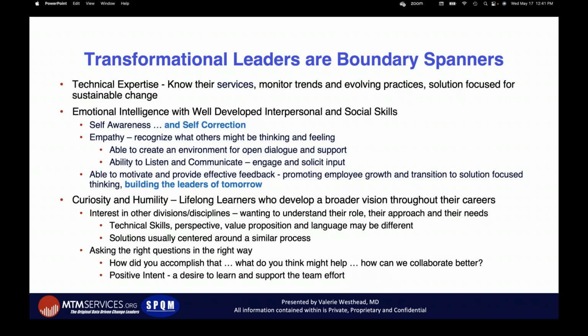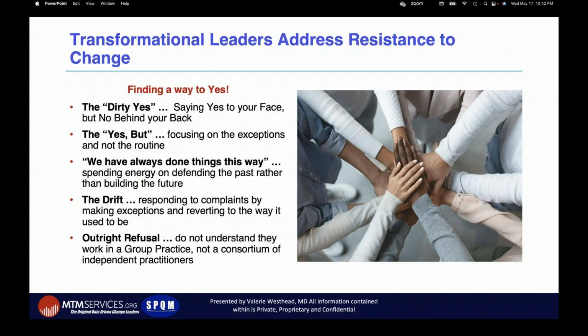I want to understand their roles, their approaches, and I want to think about how they might solve a problem. And I learn how to ask the right questions in the right way. I ask with curiosity. I ask with genuine interest in how they accomplish something, how they thought that might have helped. Is there something that I could have done to help them or that they would suggest I do in the future when something like this comes up? Communicating the positive intent of asking these questions, of really being all about that supportive learning community is very important for a transformational leader.